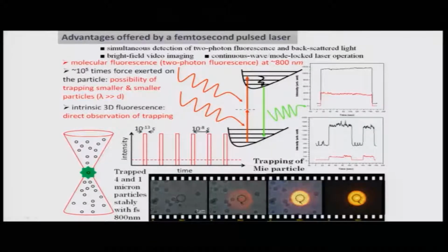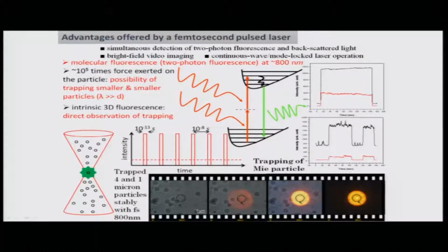One of the benefits is the simultaneous detection of 2 photon fluorescence and backscatter light, which is possible in this particular case as long as the beads are coated with 2 photon dye. This enables bright field video imaging, and it could be used in both continuous wave or mode lock laser operations, either by looking at the scatter or by looking at the 2 photon fluorescence.